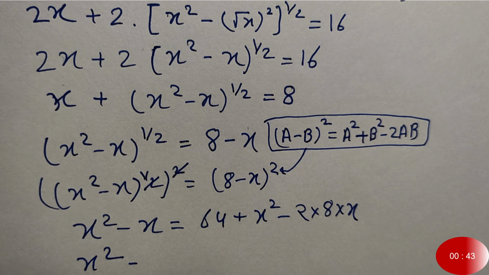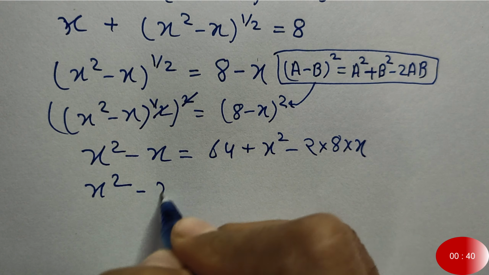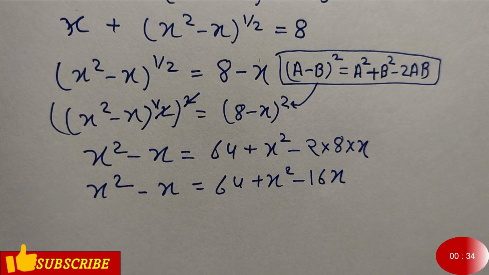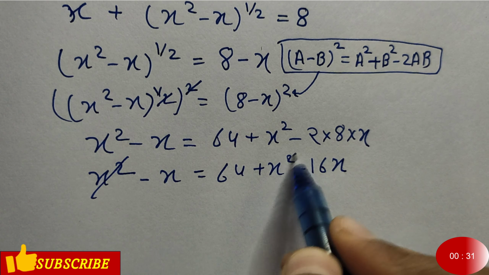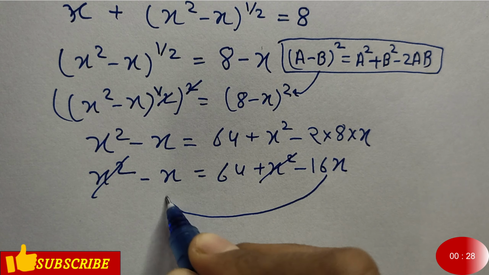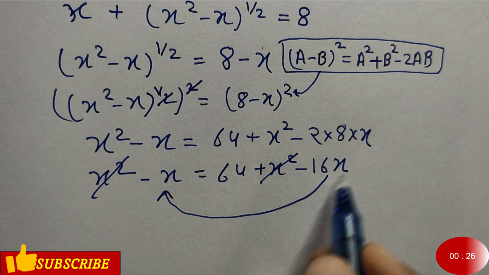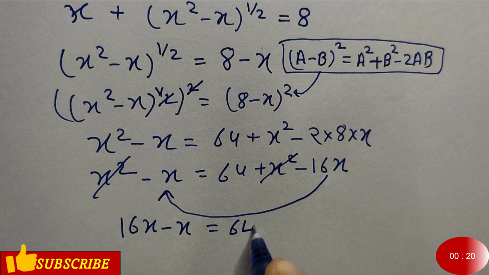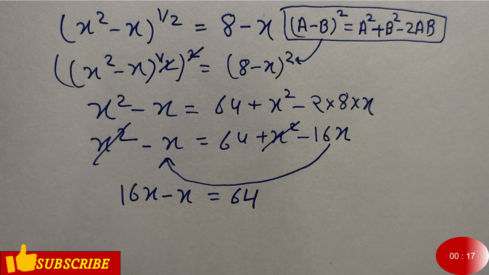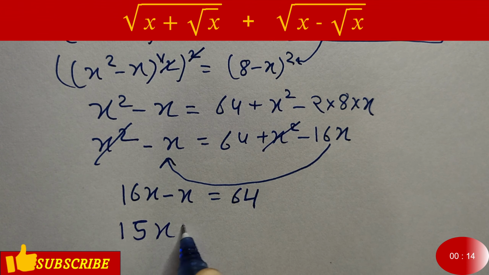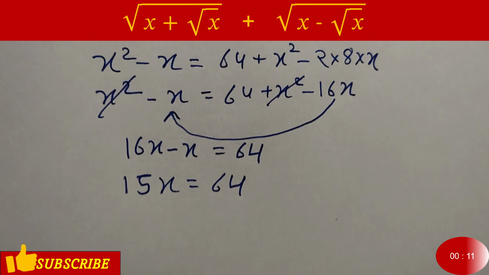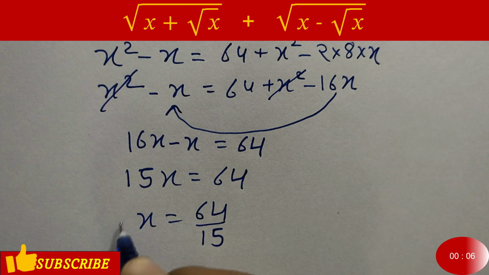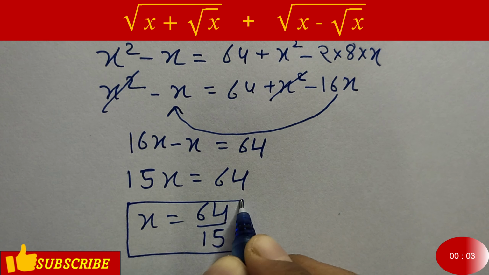So it becomes x² − x = 64 + x² − 16x. x² will be cancelled out and we bring −16x on the left hand side. So −16x becomes +16x. And here −x + 16x gives 15x, is equal to 64. So x will become 64 divided by 15.